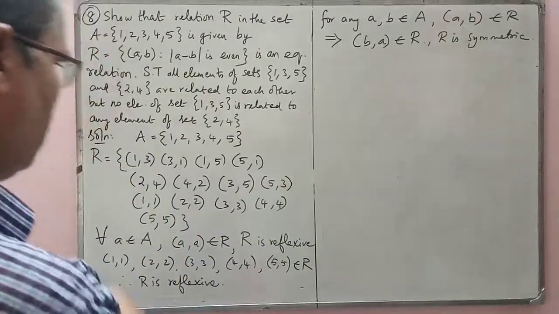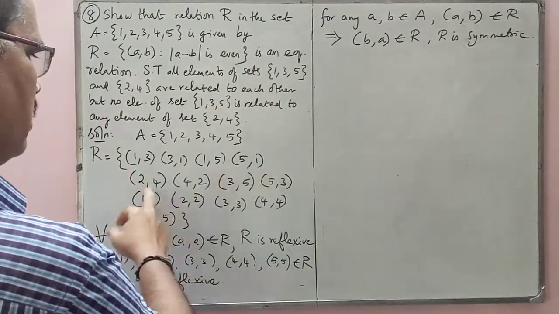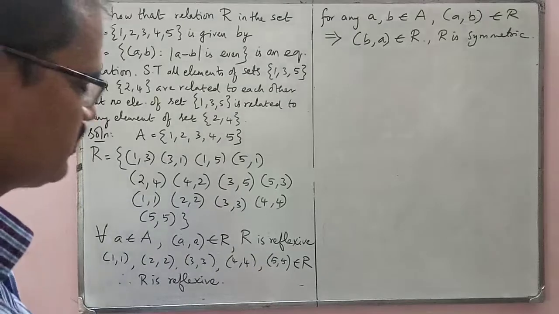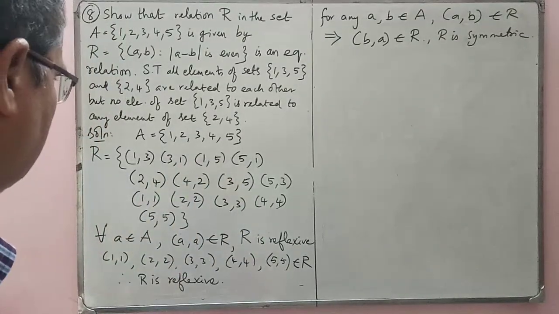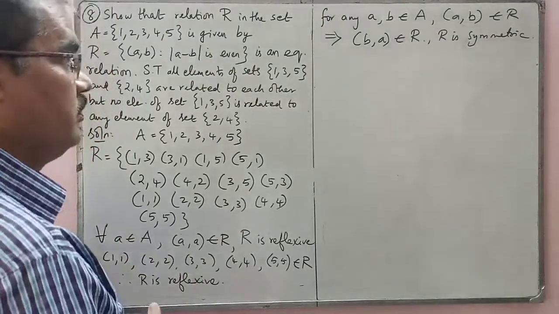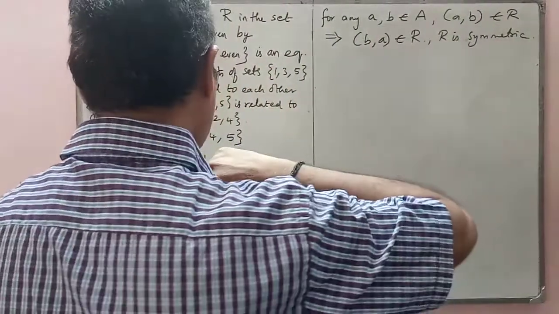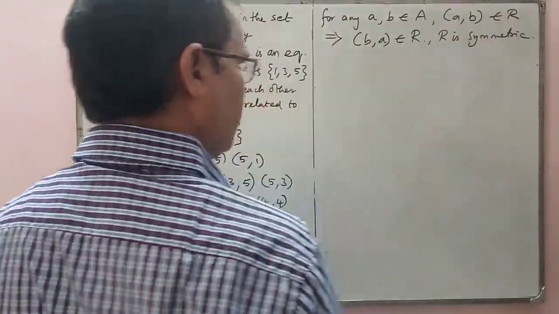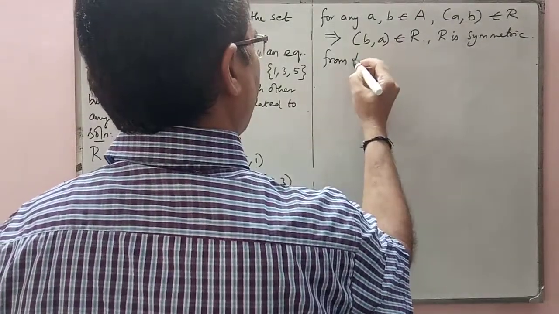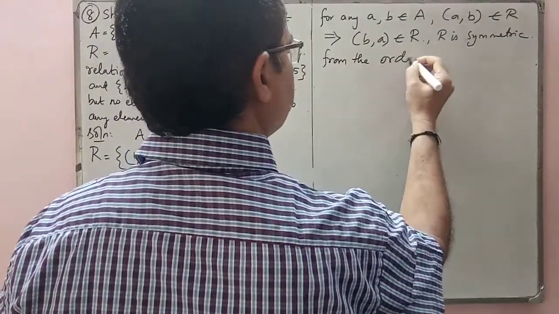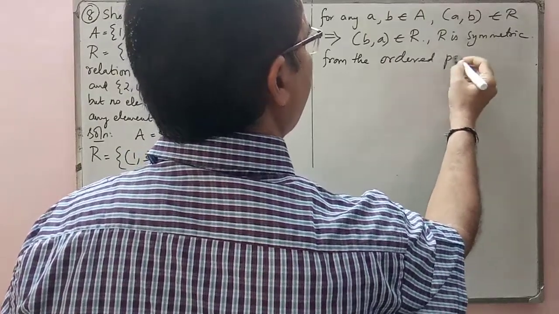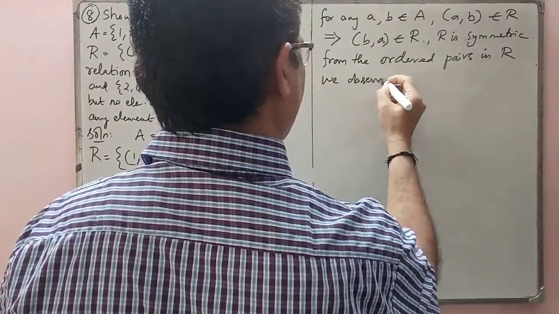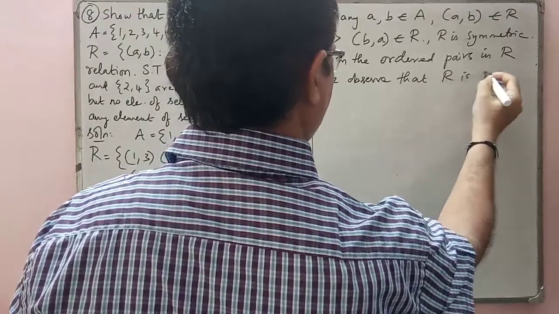Now we'll go for this one. (1, 3) is there, (3, 1); (1, 5), (5, 1); (2, 4), (4, 2); (3, 5), (5, 3). Is there anything else? Do you feel anything is missing? No, I see all the ordered pairs are symmetric with that. So from the ordered pairs in R, we observe that R is symmetric.